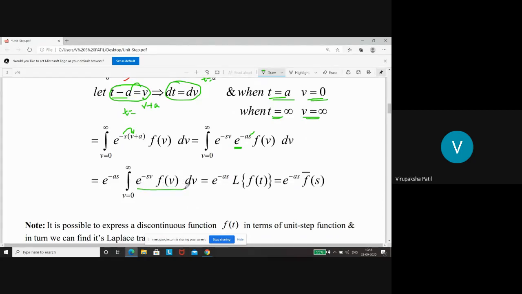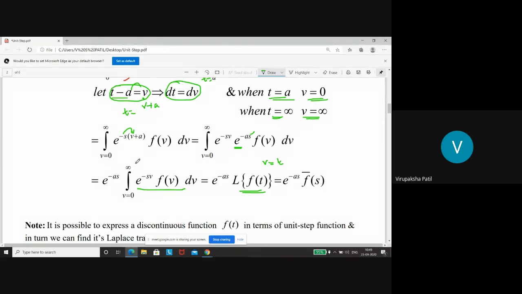Now I will write this part as L of f of t. Am I right? Actually, this becomes L of f of v. Then by setting v equal to t, it becomes integration t equal to 0 to infinity e to the power minus st f of t dt, which is the basic definition of the Laplace transform.